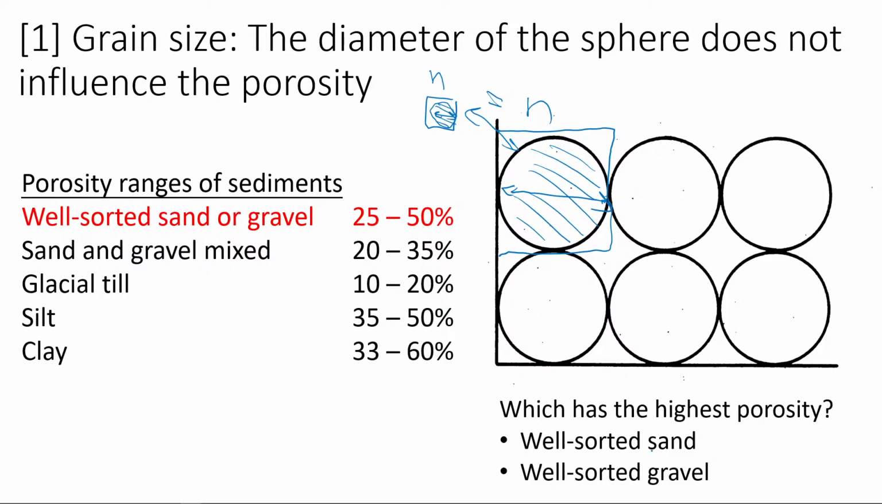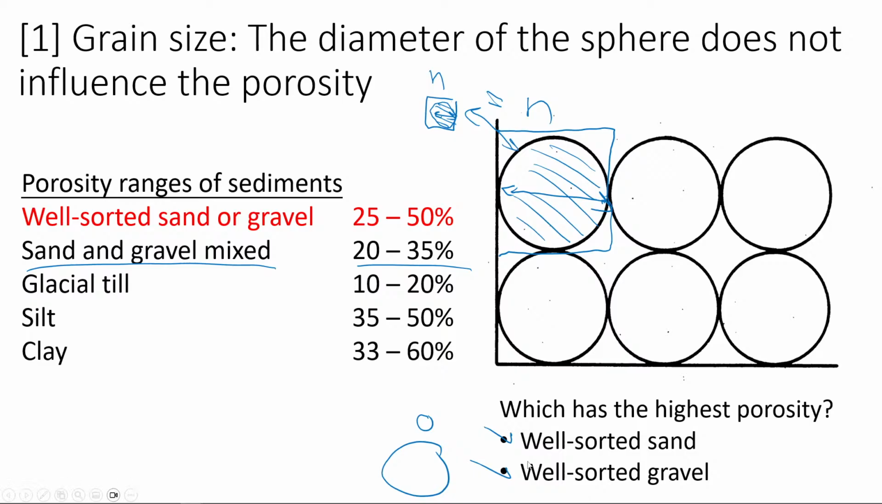Which has the highest porosity, well sorted sand or well sorted gravel? The same. They will have the same. Even though the gravel would be bigger than the sand, if they are both well sorted, they will have the same porosity actually.